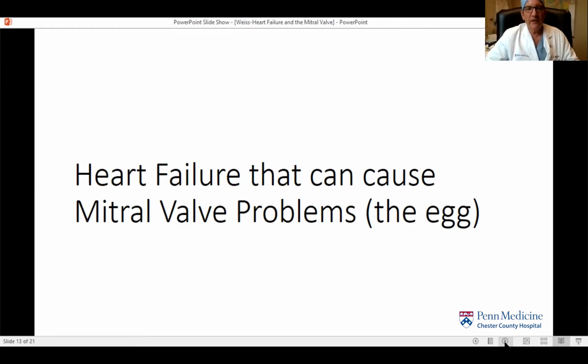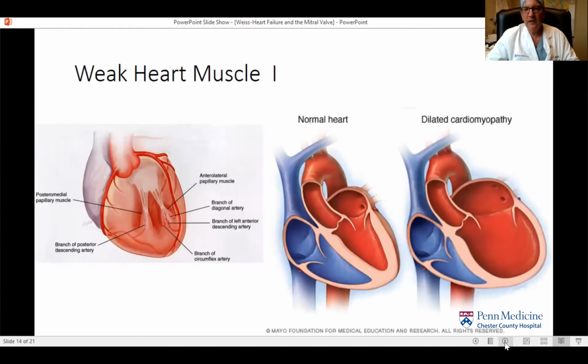Now we're going to talk about, can heart failure cause the mitral valve problems? This is the egg, part of the chicken and the egg. So next slide. So Rebecca, can you point to the picture in the middle? This is a normal ventricle with a normal heart and normal mitral valve. Can you just point again to the mitral valve, show people where it is? It's those two, the upside down V with the gap. Yep, exactly right.